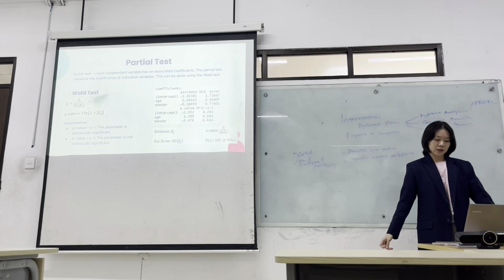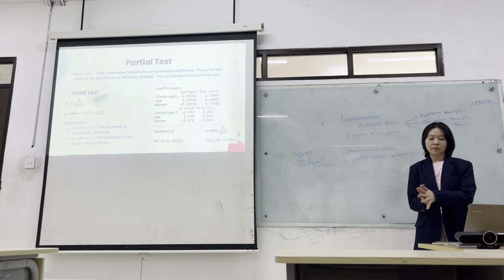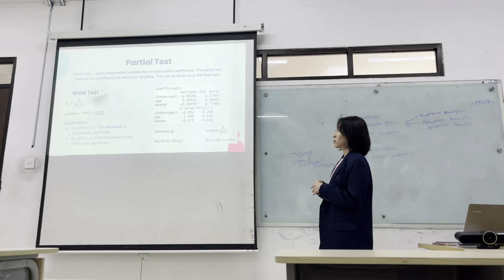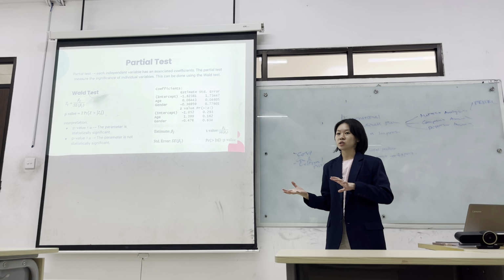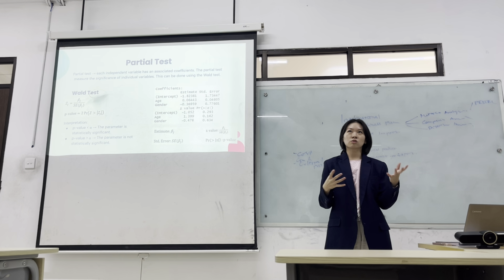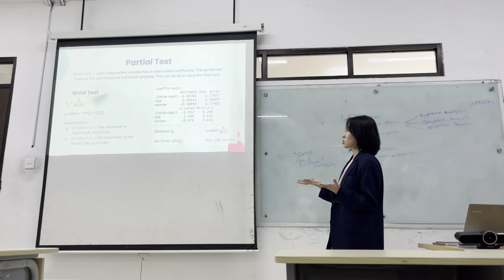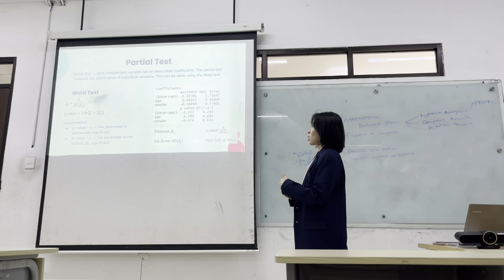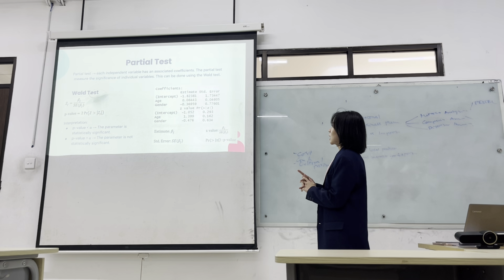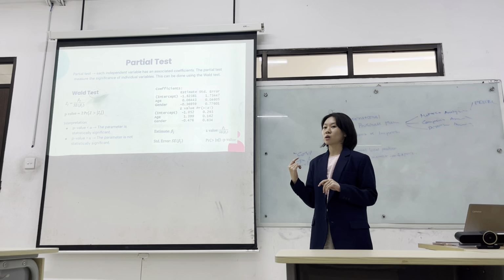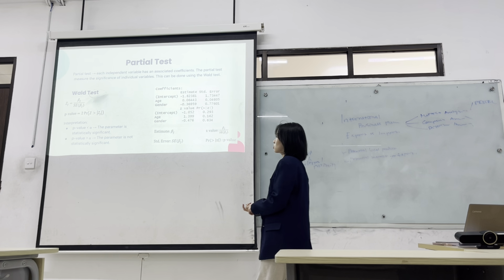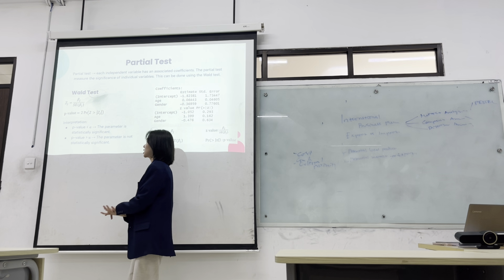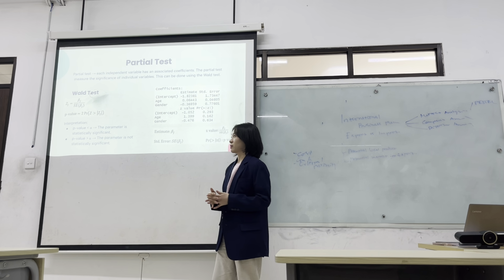And then next, we are going to the partial test. In the partial test, each independent variable has an associated coefficient. Like earlier, age has its own coefficient and gender has its own coefficient. So the partial test measures the significance of individual variables, and it is usually done using the Wald test. The Wald test formula for Zj is equal to beta j divided by the standard error of beta j.